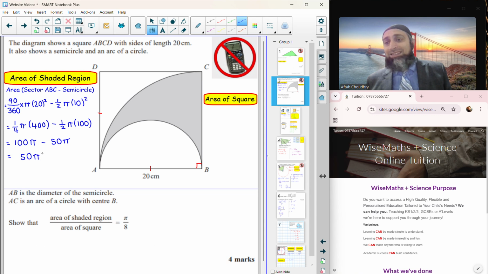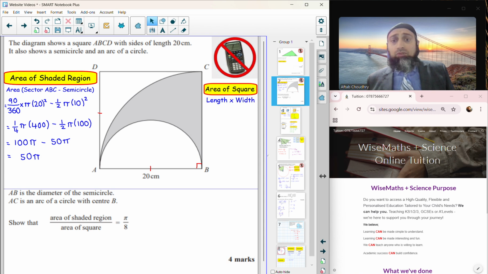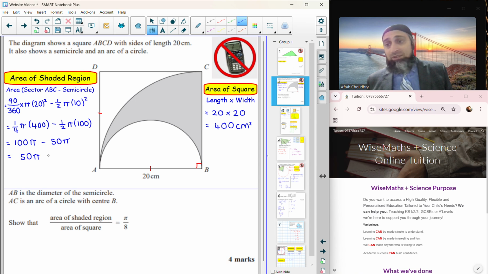Now let's take this to the next step. We need to work out the area of the square. To work out the area of the square, you need to multiply the length by the width. So you will end up getting something like this. Well, we know the length is 20 and we know the width is also 20. So 20 multiplied by 20 is equal to 400 centimeters squared. So that's 400 centimeters squared. 2 times 2 is 4, times by 10 is 400 centimeters squared. This is 50 pi centimeters squared.